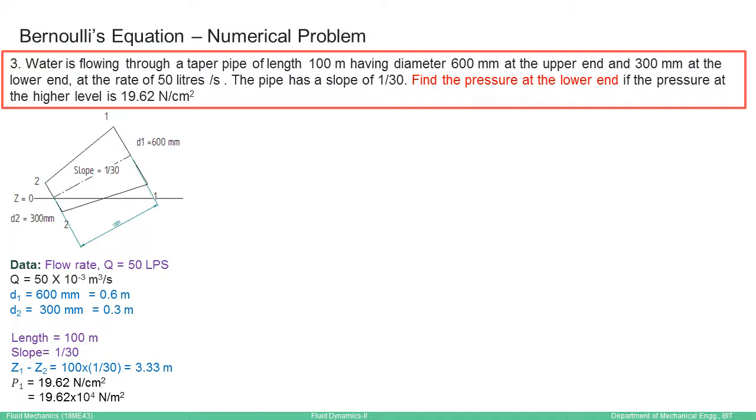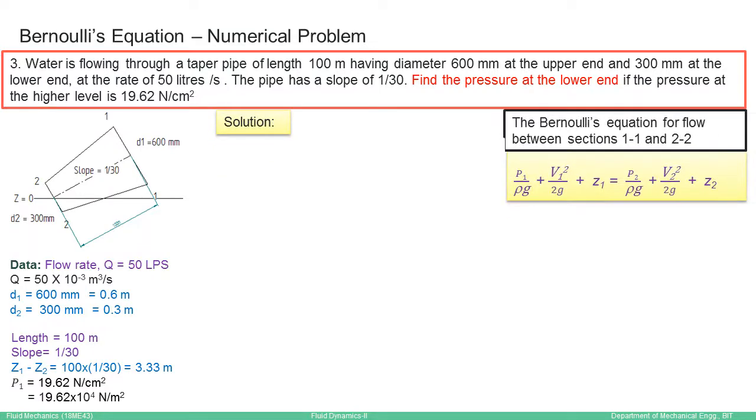And it is given that P1, that is at the higher level, pressure is given as 19.62 Newton per centimeter squared. Before we use it in Bernoulli's equation, we shall convert that into pascals or Newton per meter squared. So P1 is equal to 19.62 into 10 power 4 Newton per meter square. Now Bernoulli's equation for sections 1-1 and 2-2.